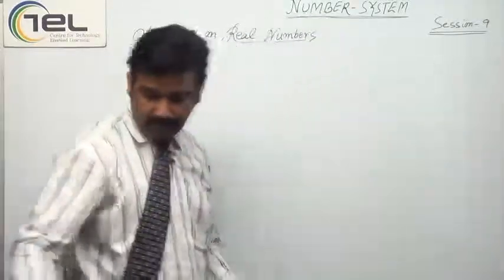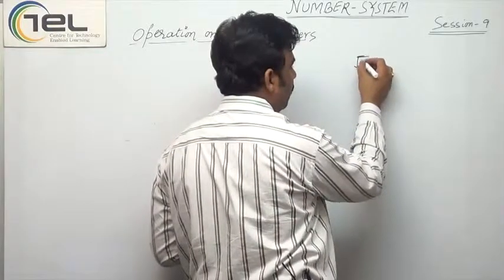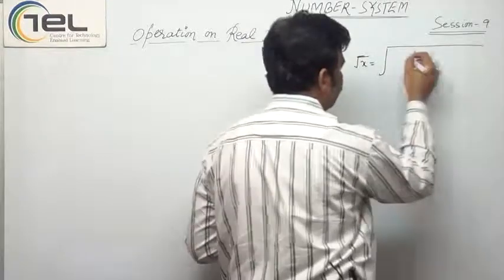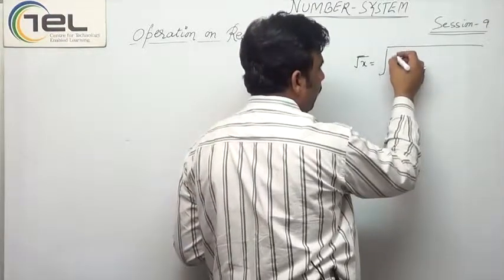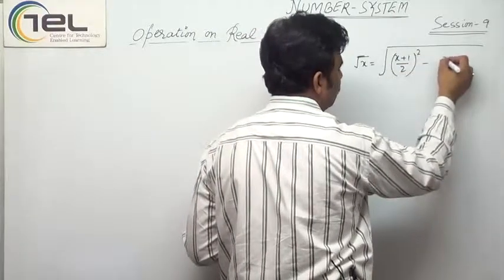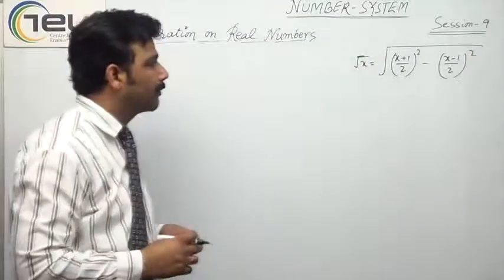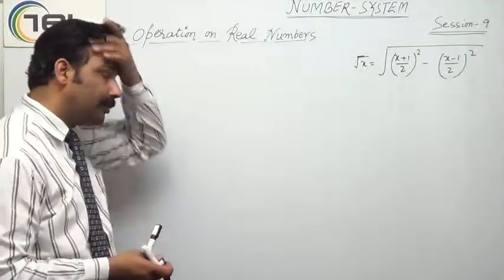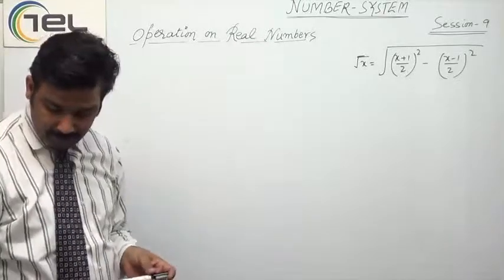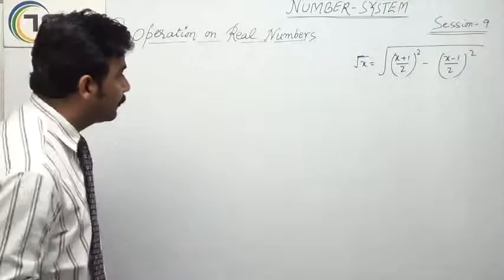I will write the formula here. Square root of x equals the square root of (x plus 1) by 2 whole square minus (x minus 1) by 2 whole square. This is the thing which I'm going to do. So how to do this? For this I have to make some arrangements.